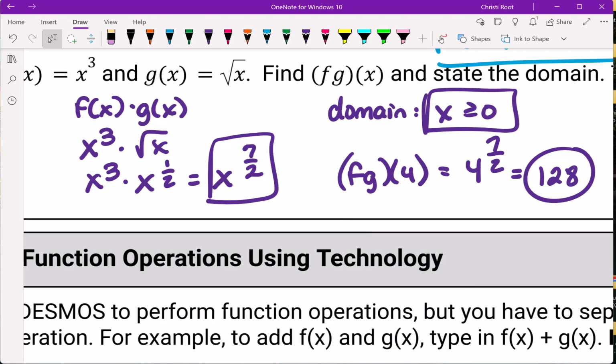I do want to warn you, your Big Ideas textbook, instead of saying x is greater than or equal to 0, for some reason it feels the need to say all non-real numbers. No, it doesn't say that. It says all non-negative numbers. That's what it says. So all non-negative numbers is the same thing as x is greater than or equal to 0. I don't know why it does that, but it does.